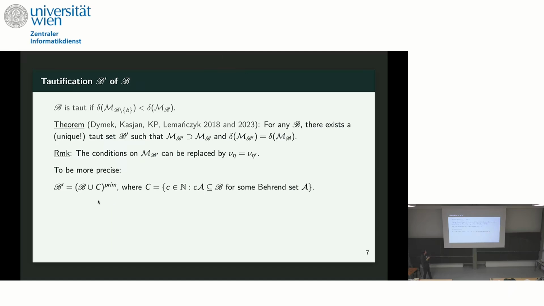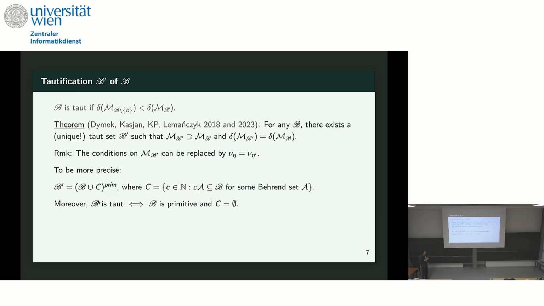Okay, so to be more precise, what is this set B prime? Well, you need to start with your B, you add something and you primitivize it. So what is this something? The something is a set of certain scales, namely the scales that make your set not taut. To be taut is not to contain rescaled copies of Behrens sets. So now I'm looking at where it breaks. I'm extracting these scales, adding them to my set B and primitivizing it. So this is exactly what the set B prime is.